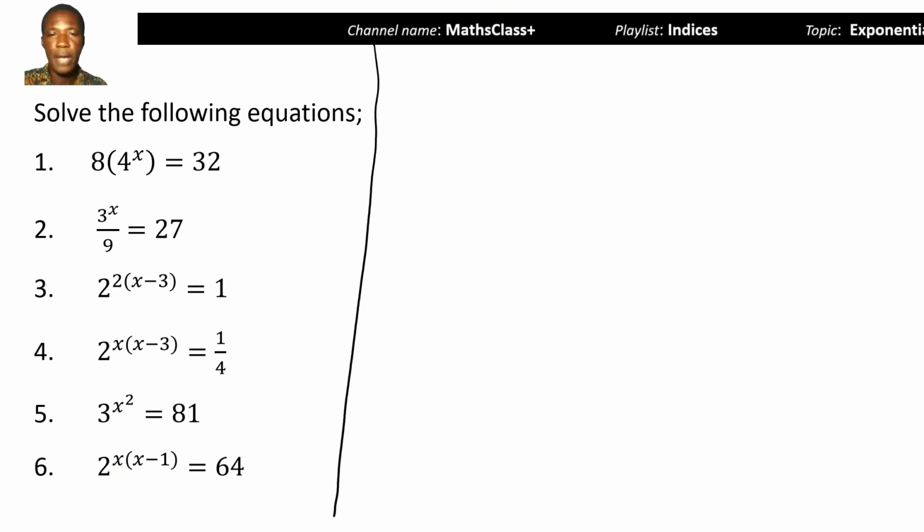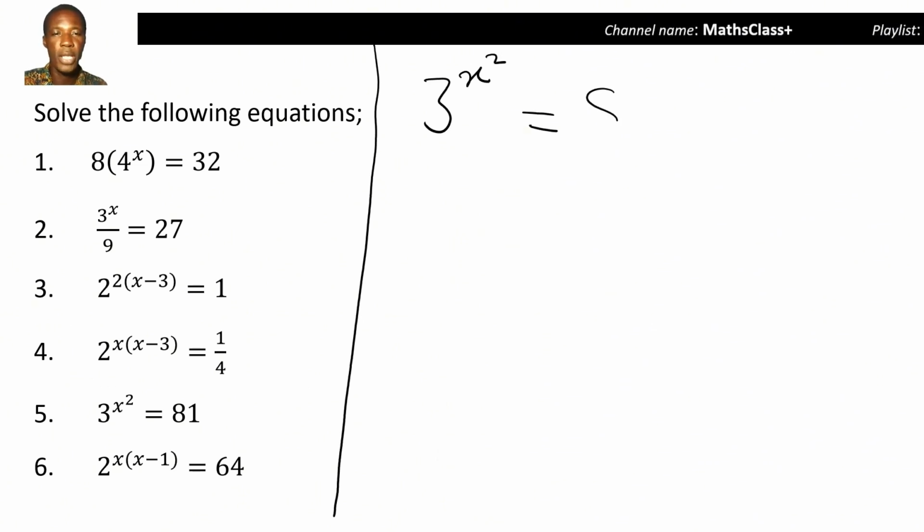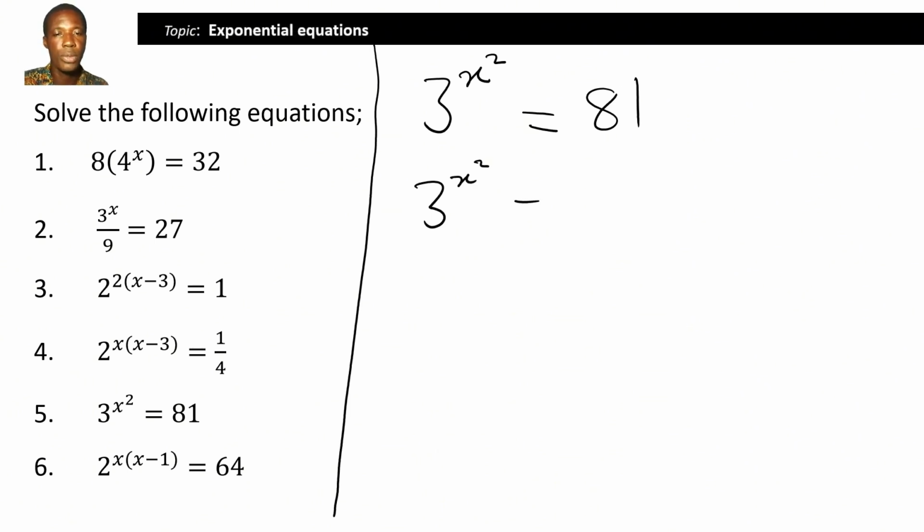Okay, so example 5. 3 to the power x squared, and this expression is equal to 81. So the first base we have is 3. Let's target that and convert 81 to an exponential number with base 3. So here we have 3 to the power x squared is equal to 3 to the power 4.